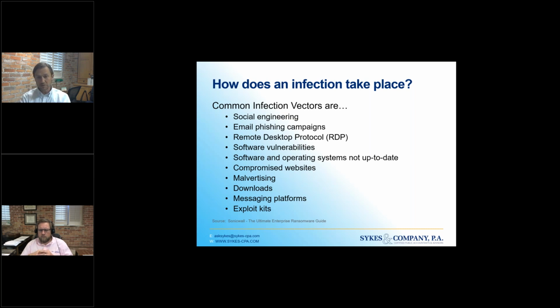Messaging platforms, like Facebook Messenger. There could be bad URLs in Facebook Messenger or any other messaging platform you can get infected through. An exploit kit is basically an automated program that looks for vulnerabilities in your system and tries to exploit them. Unpatched systems, unpatched software, those sorts of things. So just an array of ways to get ransomware, for sure.